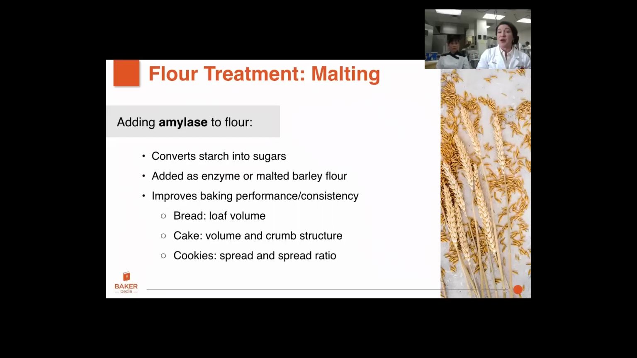So we also have a flour treatment called malting that we employ, and it's basically adding amylase, which is an enzyme, to flour. This enzyme converts starch into sugars. That's all it's doing. It's a natural enzyme. It's breaking down the starch. It can be added directly as an enzyme to the flour, so you're adding the purified enzyme, or you can add an ingredient like malted barley flour that naturally has produced amylase to the flour to get the enzyme in there. It will improve baking performance and consistency across a range of products.